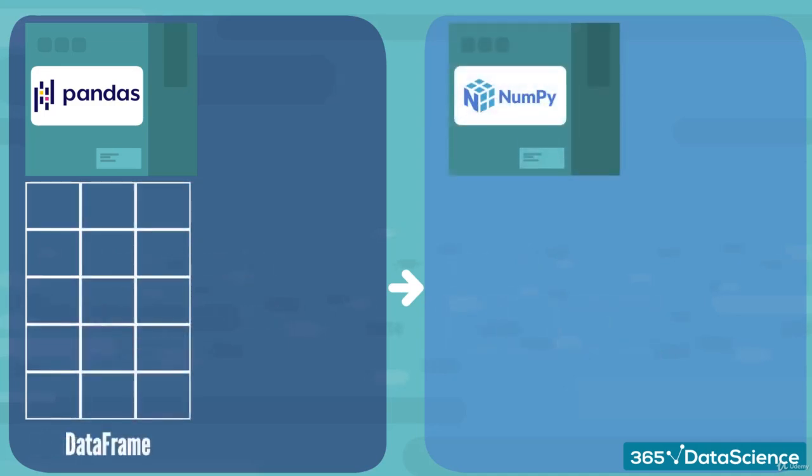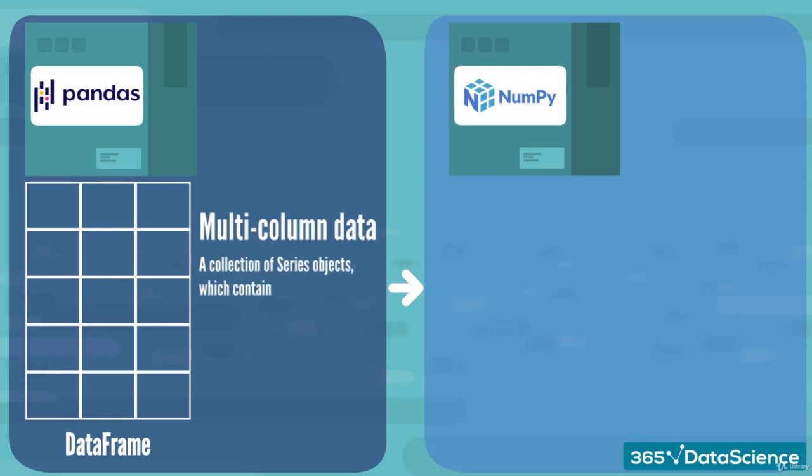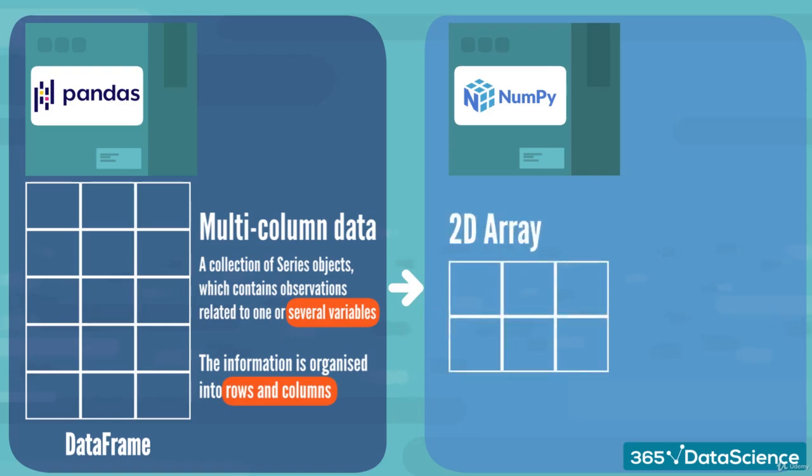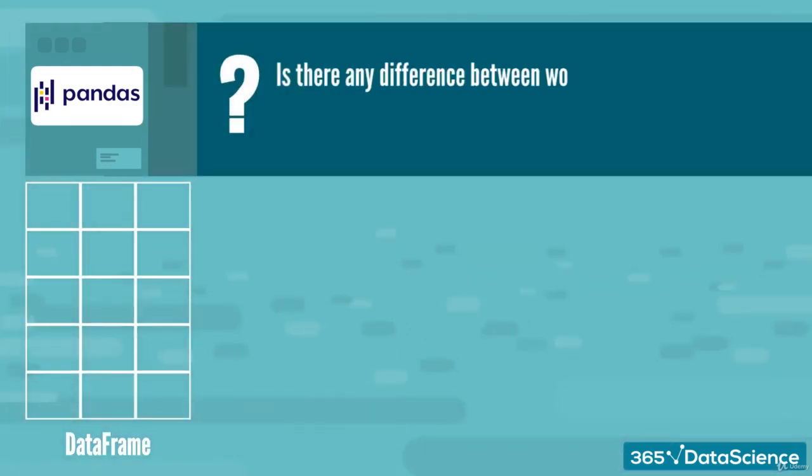What about the Pandas data frame? Well, it's just like the series object, but usually with several columns. That's also why the data in a data frame is organized conceptually and literally as a collection of series objects, which also means that it contains observations related to one or several variables. Hence, the information in a data frame is organized into rows and columns, which is why it corresponds to a two-dimensional NumPy array structure.